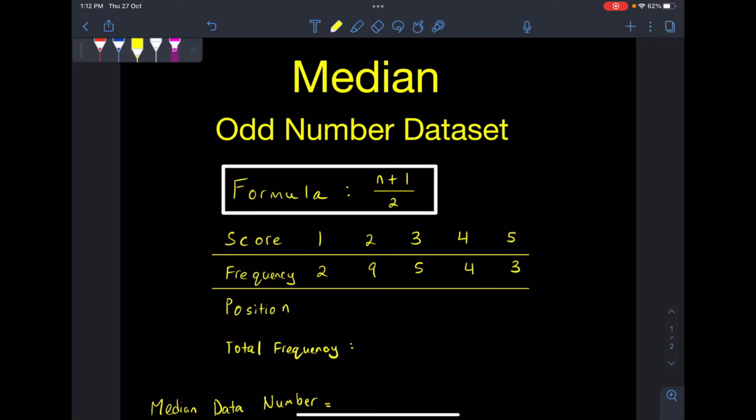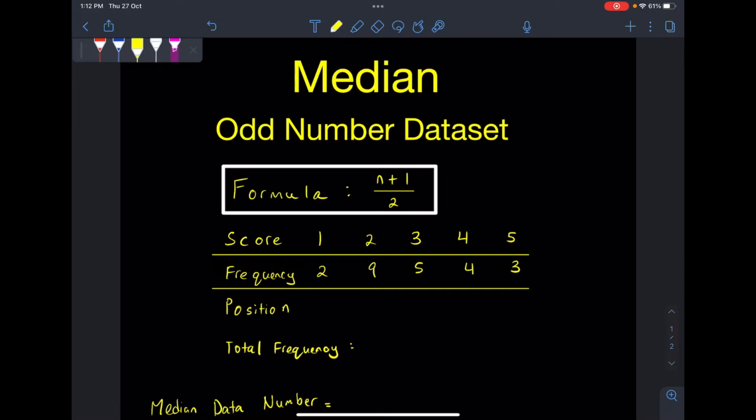Hi everyone, today we will look at how to find the median for an odd number data set. So we will be doing two things. Number one is for an odd number, okay? Number two is for an even number. So for odd number, we have to use the formula of n plus 1 over 2.